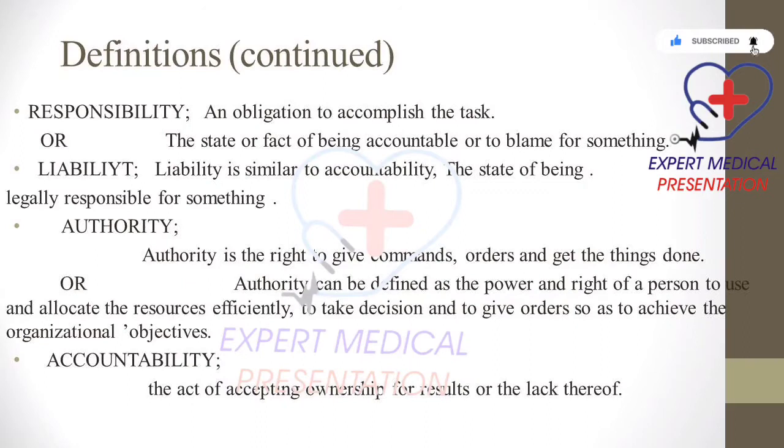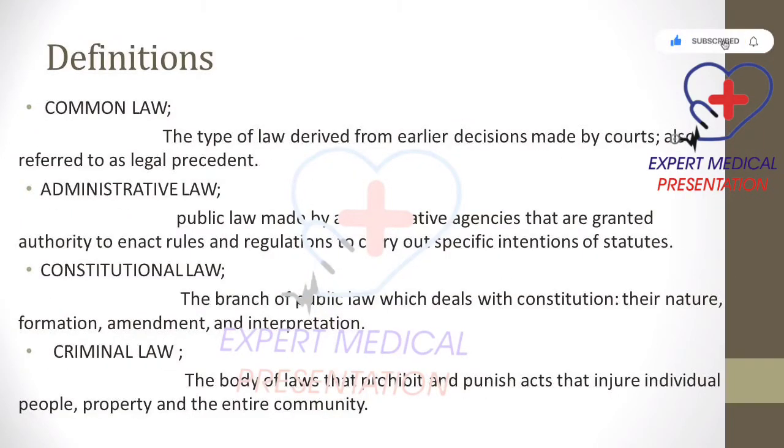Definitions, continued. Responsibility: an obligation to accomplish the task, or the state or fact of being accountable or to blame for something. Liability is similar to accountability: the state of being legally responsible for something. Authority: the right to give commands, orders, and get things done, or the power and right of a person to use and allocate resources efficiently, to take decisions and to give orders so as to achieve the organizational objectives. Accountability: the act of accepting ownership for results or the lack thereof.